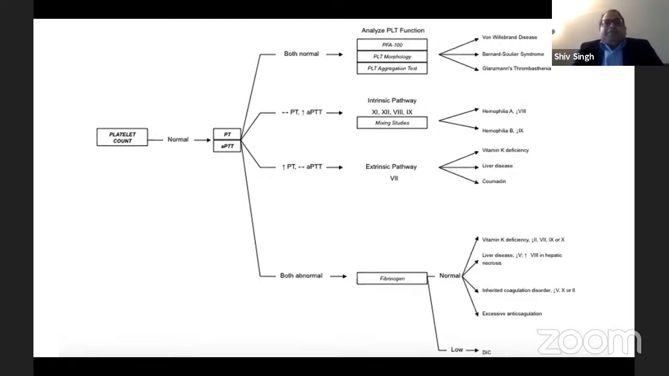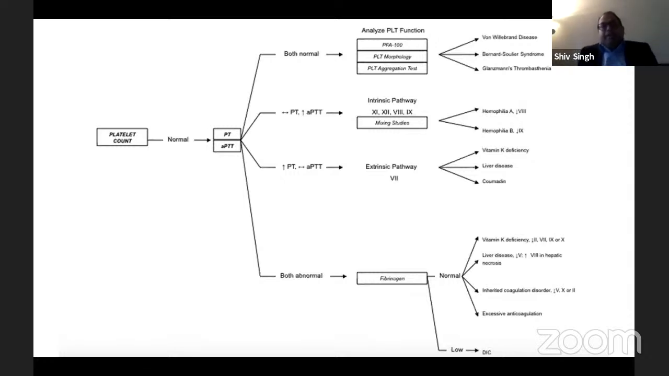If the PT is normal but there is an increase in APTT, then you are looking at the intrinsic pathway. So you're looking at factors 11, 12, 13, and 9, and you can do mixing studies. If factor 8 is reduced, you can think of hemophilia A. If factor 9 is reduced, then it's hemophilia B. If the PT on its own is increased but APTT is normal, then this is looking at the extrinsic pathway: factor 7 deficiency, vitamin K deficiency, liver disease, or a patient on warfarin.